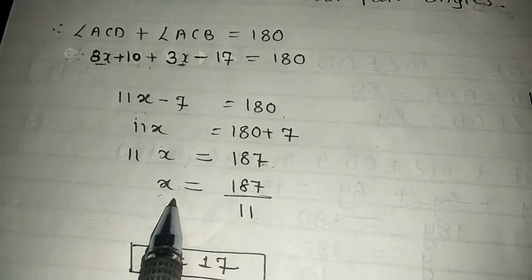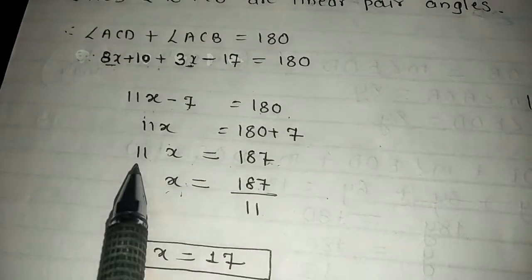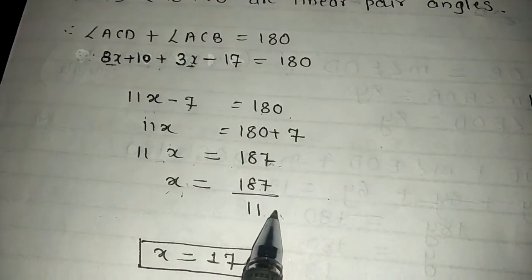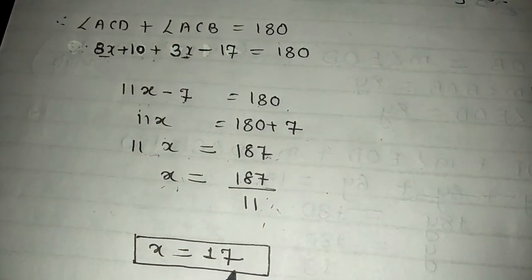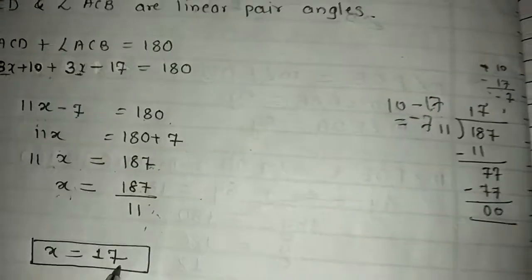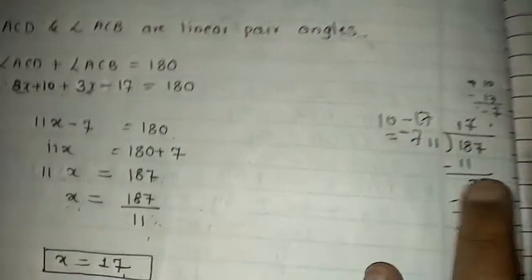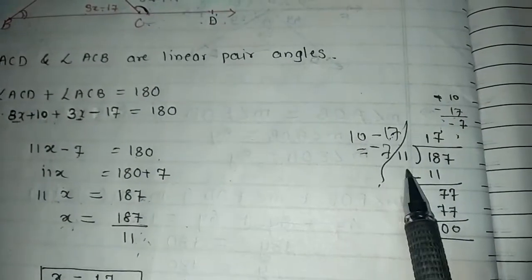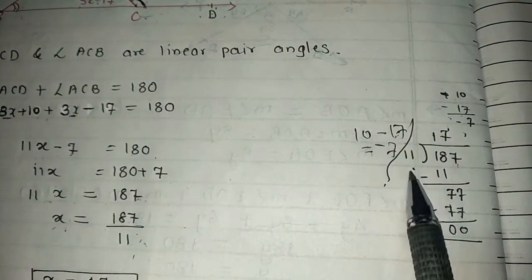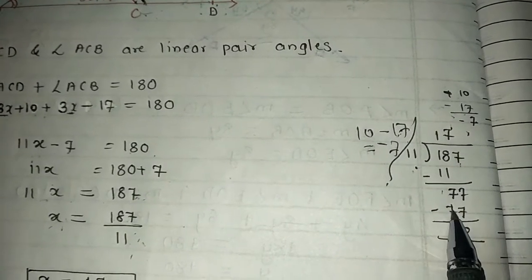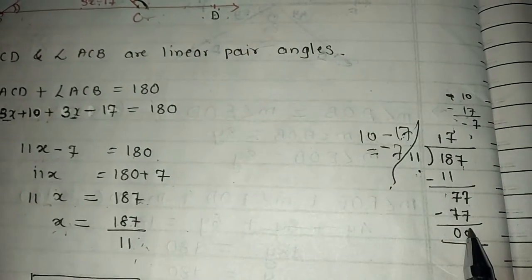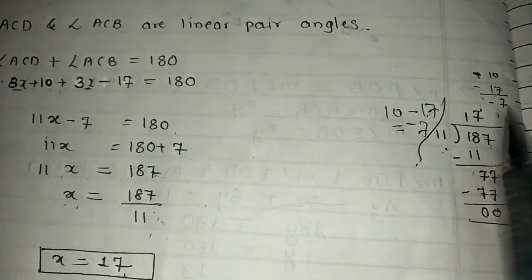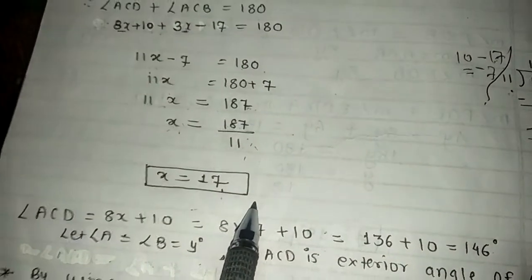We keep x as it is and shift this 11 to the other side, so the multiplication becomes division. So 187 upon 11 equals x, and we are getting x equals 17. Now see how we get 17, I did the division here. 187 divided by 11: 11 ones are 11. What is remaining? 7. Then we carry down 7, so 11 7s are 77. 77 minus 77 is 0. So x equals 17.